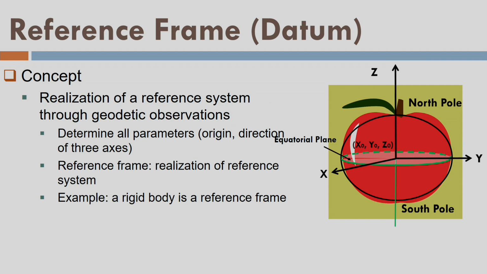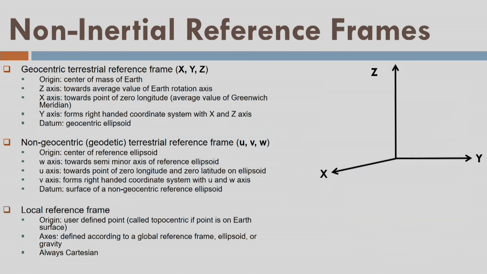So let us look into the detail of this. That is the rotation axis, and those are the semi-major axis A and semi-minor axis B. We have already defined them. Now we have already talked about non-inertial reference frames. So the non-inertial reference frame for the Earth can be located at the geocenter, that is the center of mass of the Earth, or it can be non-geocentric, or what we call geodetic.